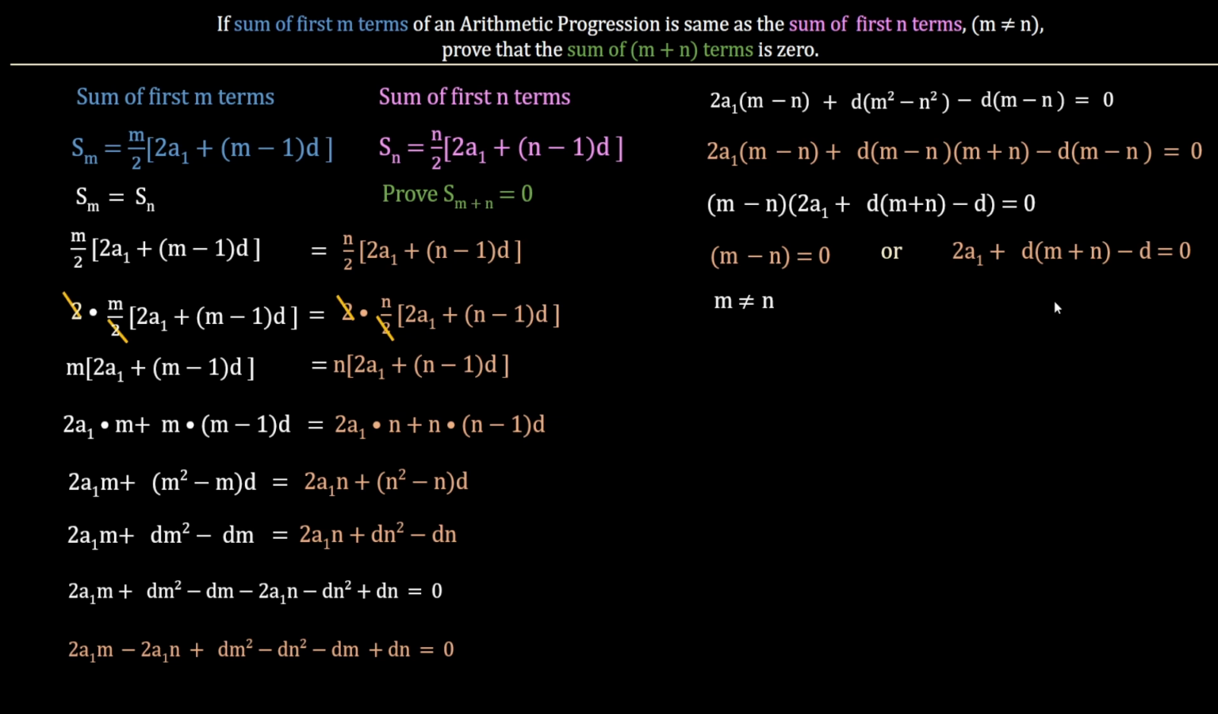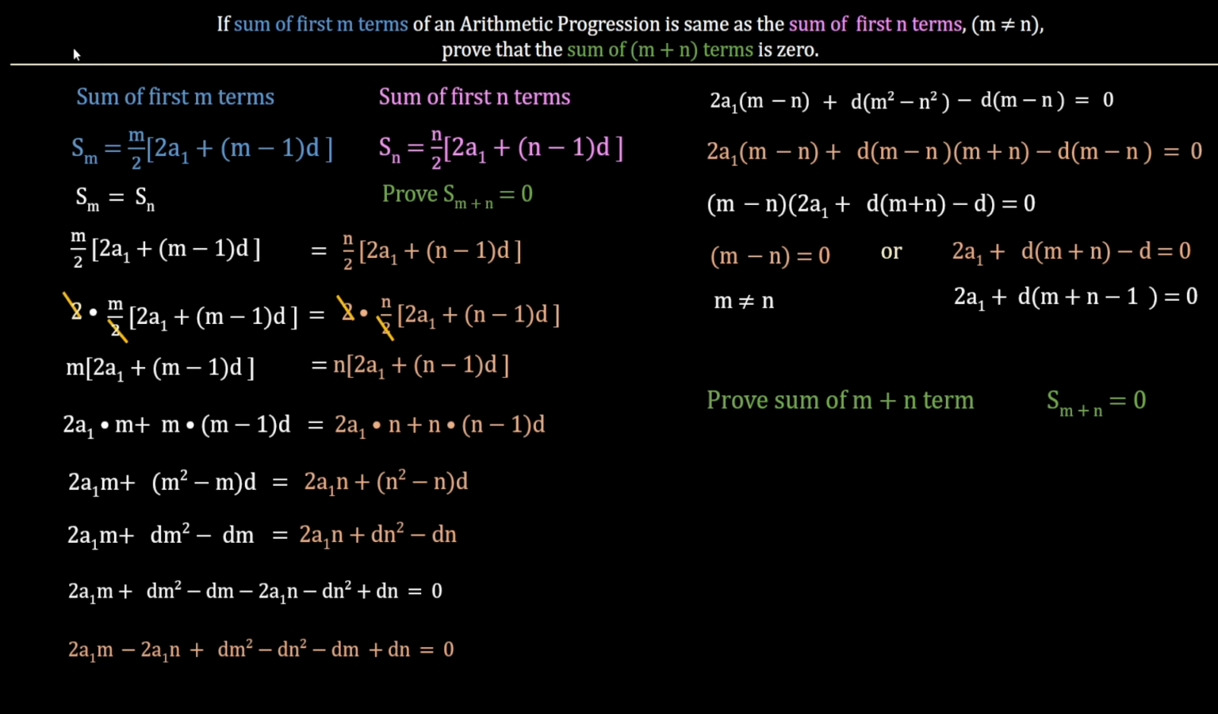In the second equation, d is the common factor for the second and the third term. So let's take d out, and that will make this equation 2 times a1 plus d times m plus n minus 1 equal to 0. Now let's keep this equation here and let's work on proving that the sum of m plus n terms is 0.